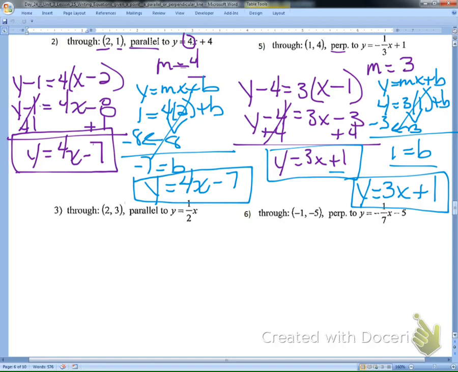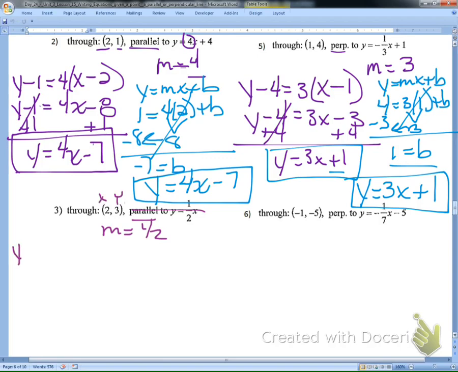Alright, problem 3. It asks for a parallel line, so the slope is the same, 1/2, and that's all we care about. If you need to, cross off the rest so you're not worried about anything else. So with a slope of 1/2, an x of 2, and a y of 3, plug it in.